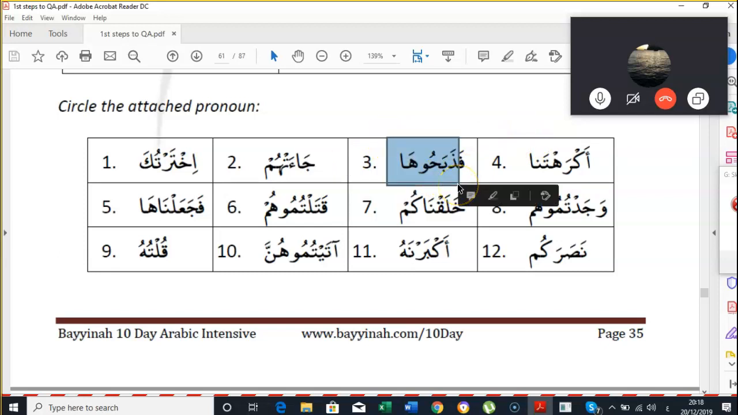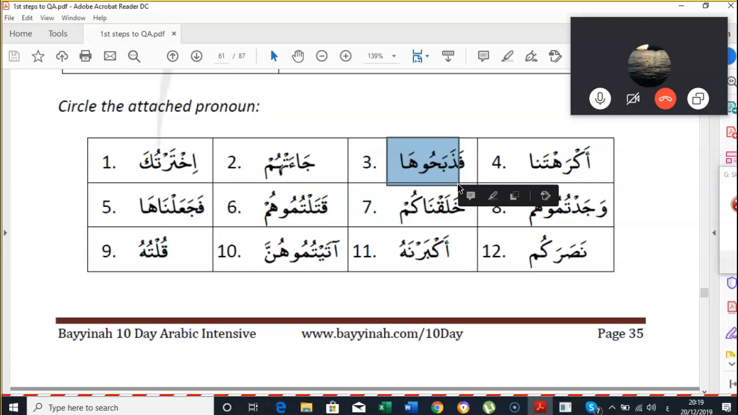Okay. ذبحوها. Okay, fa is a separate word. Leave that alone. ذبحوها. What does ذبح mean? Zabah, I say in Urdu or Gujarati. Slaughter. Yeah. Okay, go through the process. Identify the attached pronoun, which is the ha. Good. Ignore it until right at the end. ذبحوا. Leave the fa. Fa is a separate word. Just ذبحوا is the fi'l.